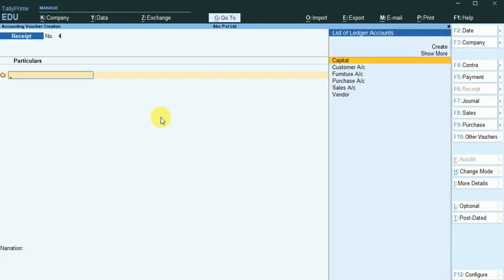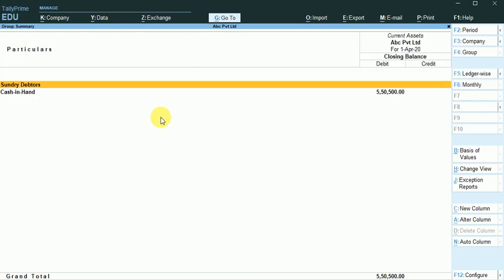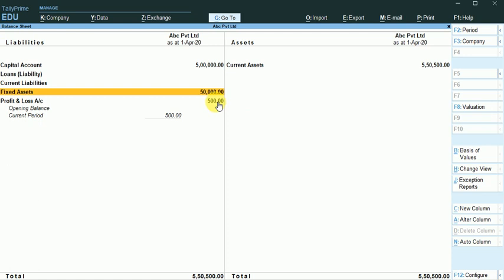So now I'm going to see the balance sheet. My liabilities have been cleared. There is no liability. Similarly, on the asset side, in sundry debtors, there is nothing pending. So as of now, I have made some profit against the sale of the asset, that is 50,000 rupees, and that is reflecting here. So these are the journal entries that can be made in Tally Prime. Thank you.